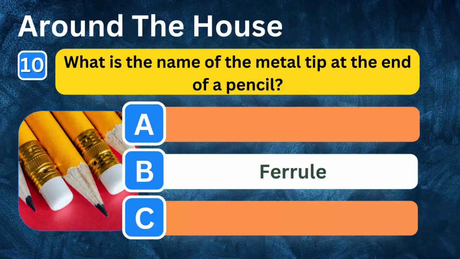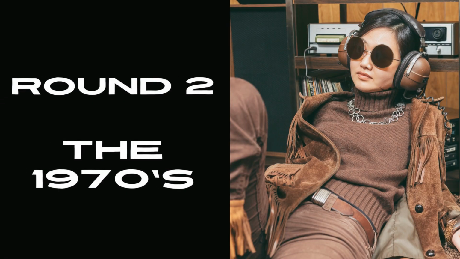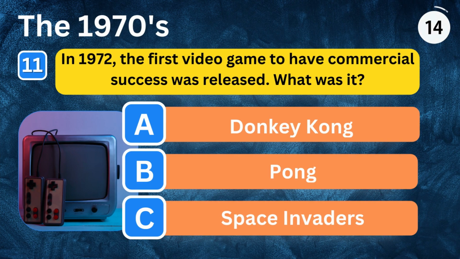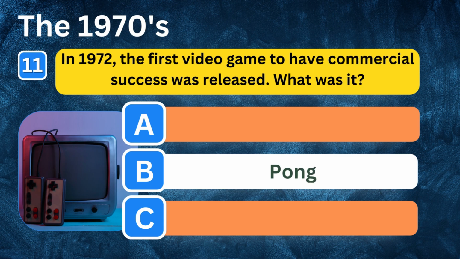Let's move on to round number 2. Round number 2 is the 1970s and here's the first question. In 1972, the first video game to have commercial success was released, but what was it? Was it Donkey Kong, Pong or Space Invaders? And the answer was Pong.